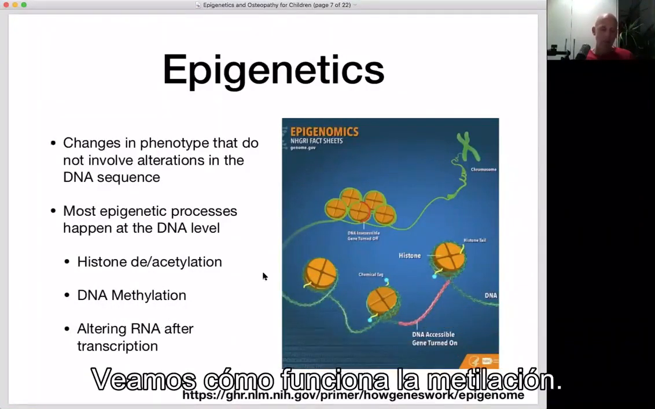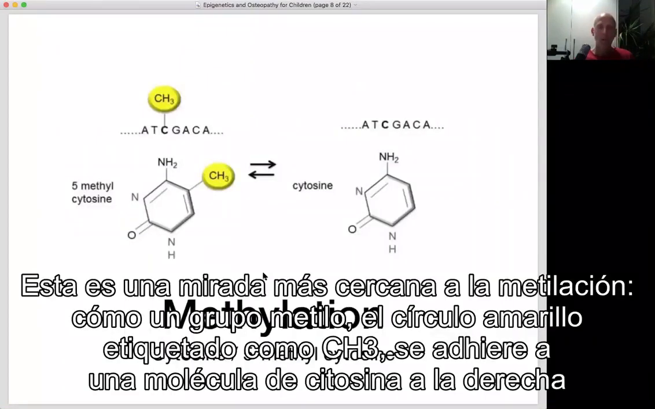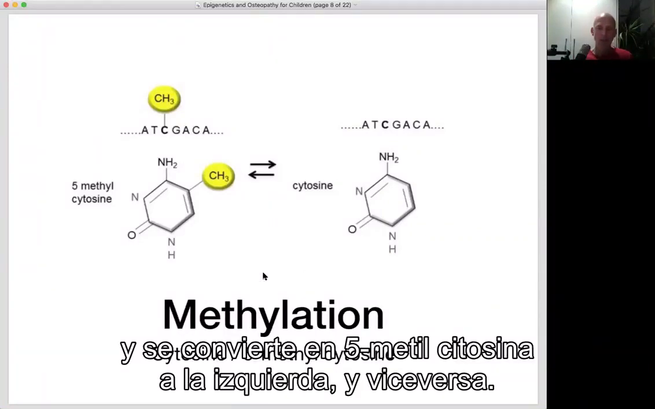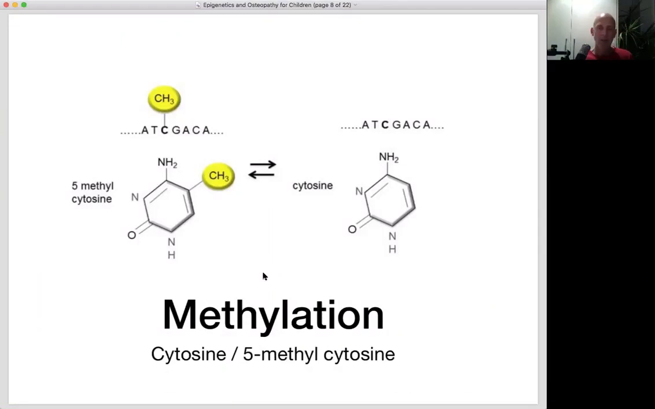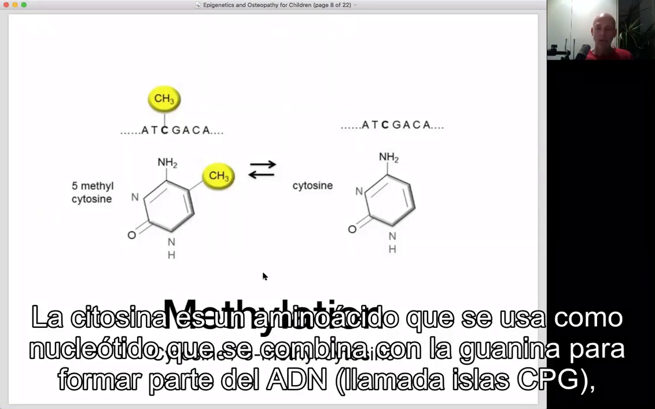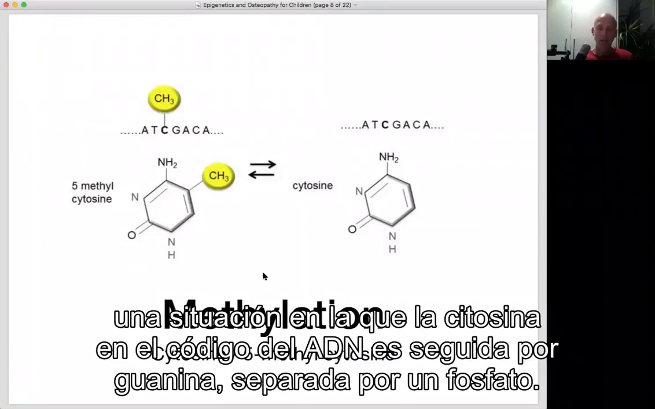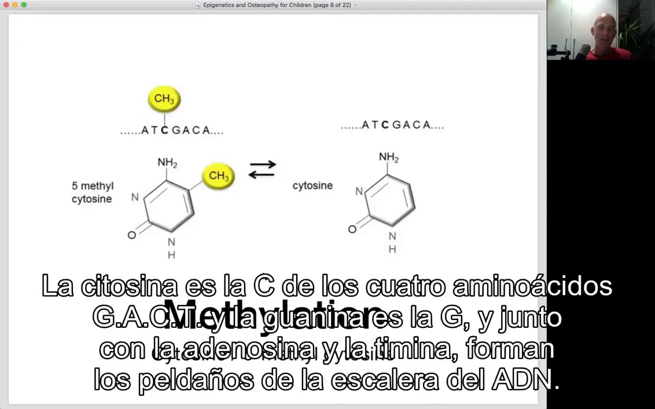Let's look at how methylation works. This is the closer look at methylation, how a methyl group, that is the yellow circle labeled CH3, attaches to the cytosine molecule on the right and becomes 5-methylcytosine on the left, and vice versa. Cytosine is an amino acid that's used as a nucleotide that combines with guanine to make part of DNA called CpG islands, a situation where cytosine in the DNA code is followed by guanine, separated by phosphate. Cytosine is the C of the 4 amino acids GACT, and guanine is the G, and along with adenosine and thymine, these form the rungs of the DNA ladder.